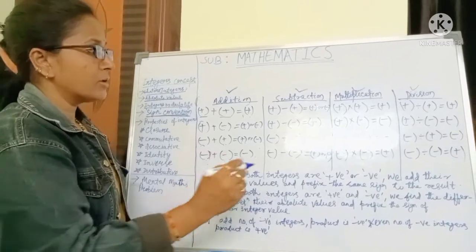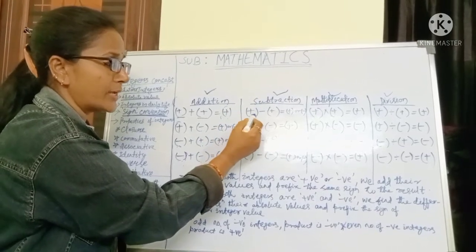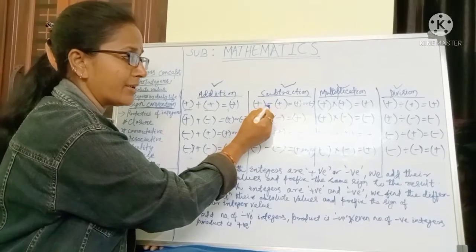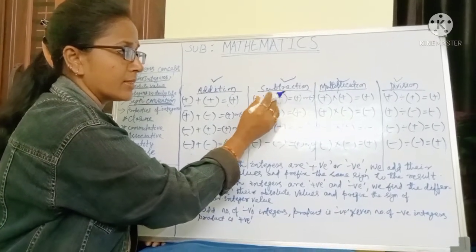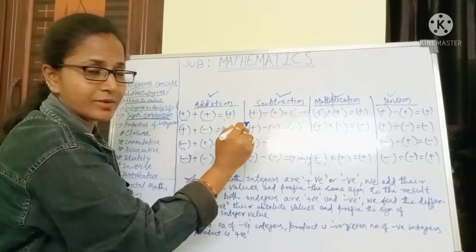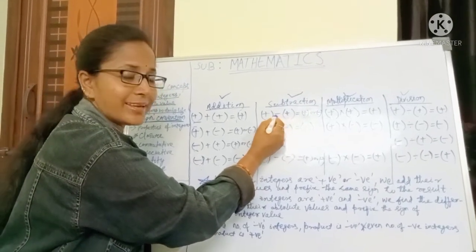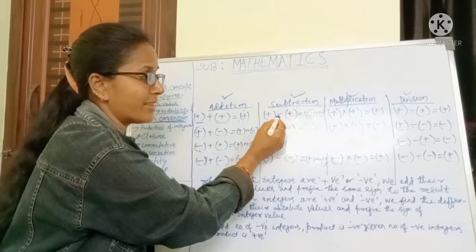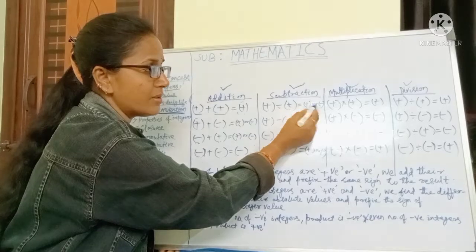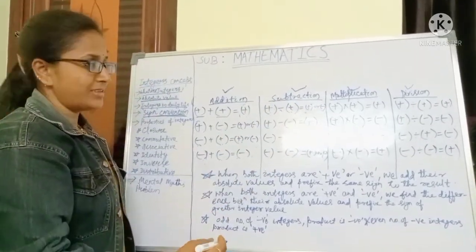So now we'll consider subtraction. In subtraction, when we take two positive integers and give a negative sign, we get the result either positive or negative, because the positive number before the subtraction sign becomes a negative number. So we get either positive or negative, depending on the greater sign of the two integers.